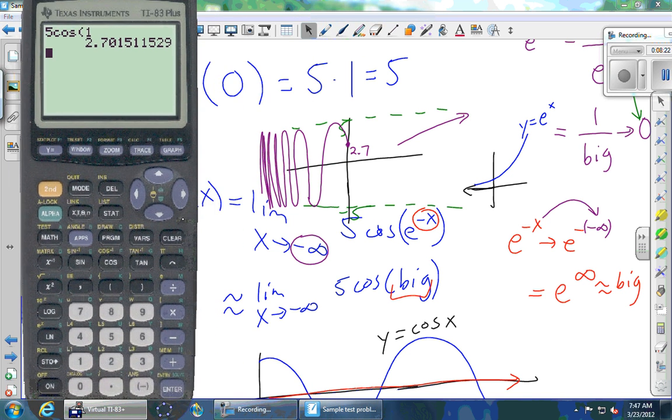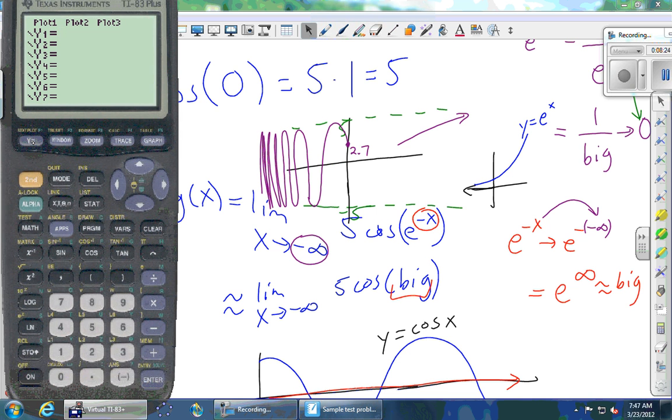So let's just see how close we are here. So we're going to graph 5 cosine e to the minus x. And the window we want here, oh, I don't know. Let's just try the standard window and see how it looks. Zoom 6. Okay, there's the wild oscillations on the left-hand side. And then on the right-hand side, quite quickly, heads towards that horizontal asymptote at 5.